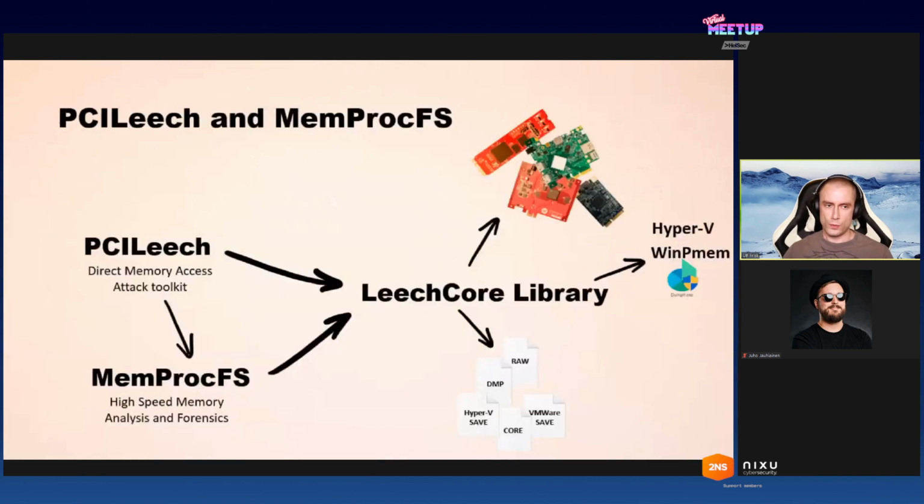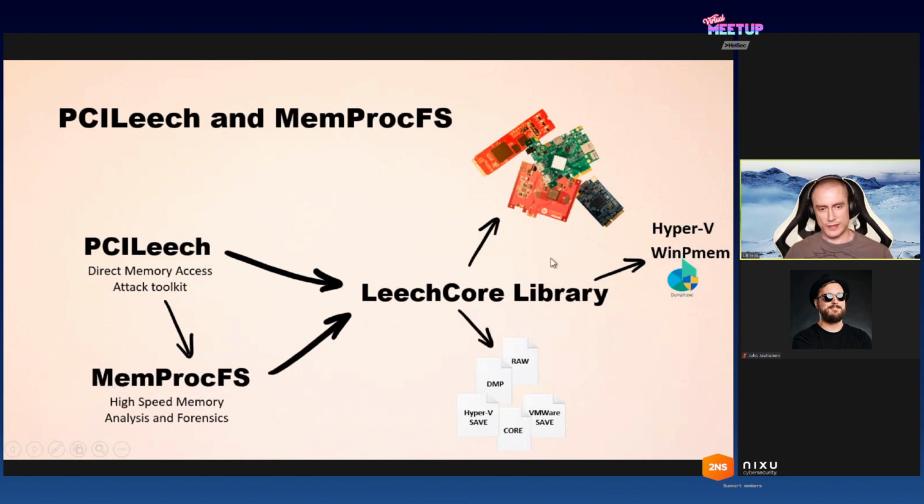So this is how my two tools, PCILeech and MemProcFS, relate to each other. We have PCILeech, which is more geared towards the offensive side of things, the red team side. Insert an FPGA hardware in your victim computer, and you're able to read and write memory, insert evil kernel modules, take control of the system, bypass BitLocker, and stuff like that. Then you have MemProcFS, which is high-speed memory analysis and memory forensics. And this is more helping for the blue team, I hope.